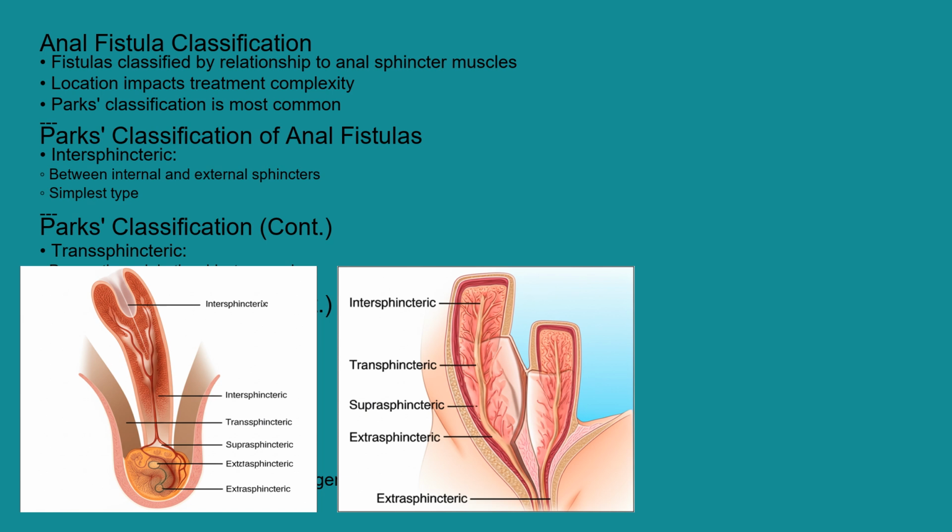Intersphincteric fistulas are the simplest, running between the internal and external sphincter muscles. Transsphincteric fistulas pass through both sphincter muscles. Suprasphincteric fistulas travel above the external sphincter muscle, and then through the levator ani muscle. Extrasphincteric fistulas originate outside the sphincter muscles and extend to the anal canal or rectum. The higher the fistula tracks relative to the sphincter muscles, the more complex the surgical approach.